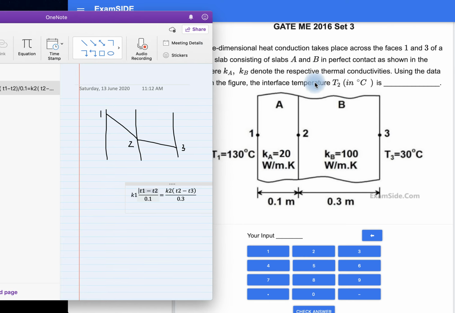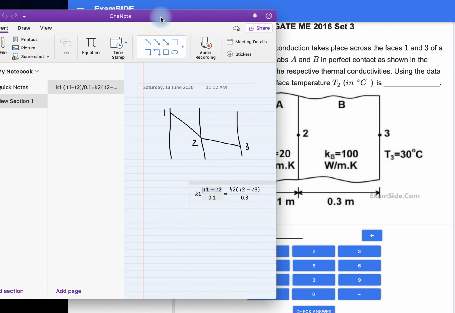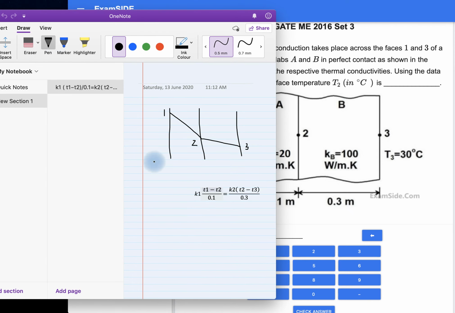Another thing to note is that this is perfect contact, so the temperature is T2. If we had been given some resistance, meaning it is not a perfect contact, the line would be joined like this. Due to some resistance, the temperature will drop off, so here the temperature will be T2 and here T2 dash. Then this question would be solved in a different way.